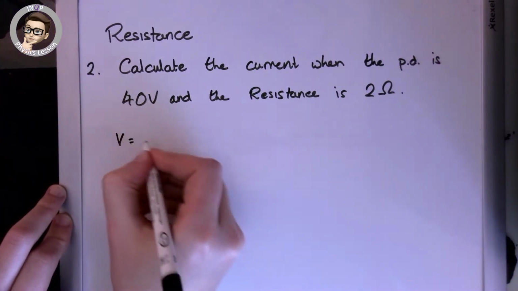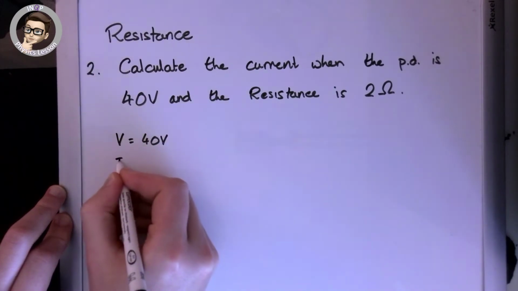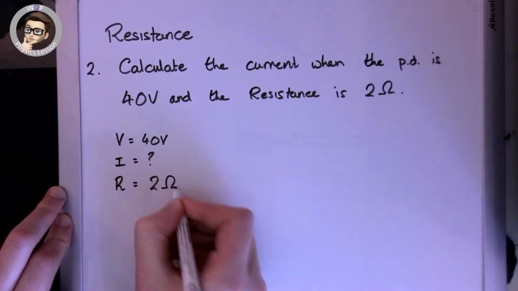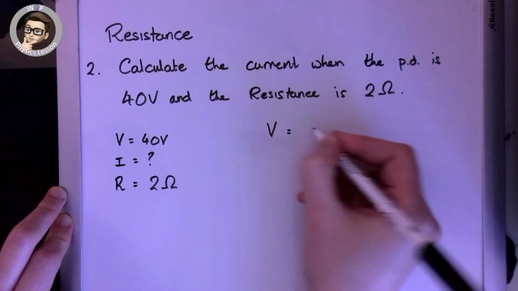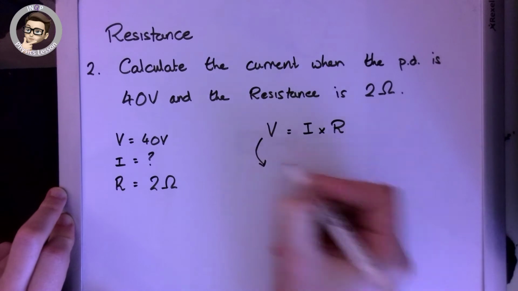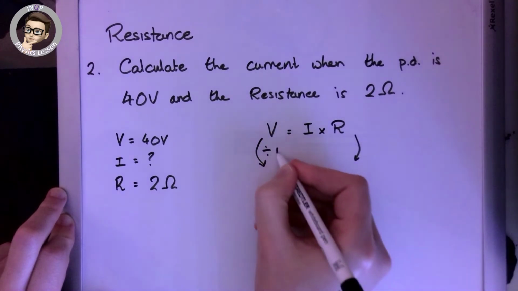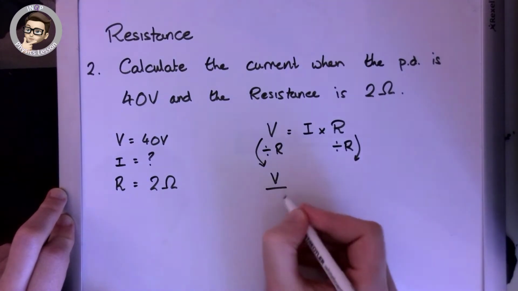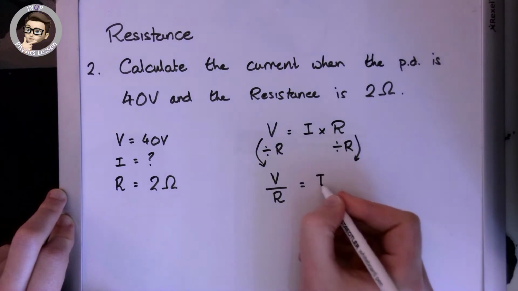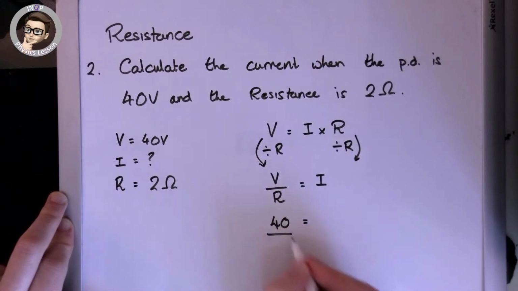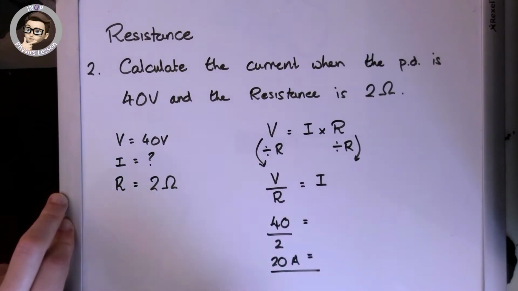We know the potential difference, it's 40 volts. We don't know the current. We do know the resistance, which is 2 ohms. So this time we'll start with V equals I times R. Going to want I on its own. So in order to have I on its own, I need to divide both sides by R, because whatever I do to one side, I must do to the other side. So therefore, I'm going to have V over R is going to be equal to I. Now we can put our numbers in. So that's going to be 40 divided by 2, and then 40 divided by 2, we know, is 20 amperes.